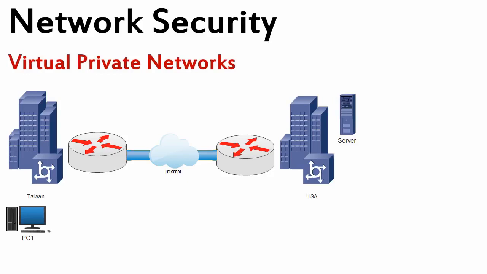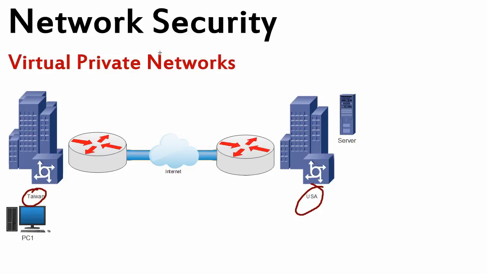As you can see on the screen, we have two sites, one in the United States, one in Taiwan. What we want to do, we want to send a message from PC1 to a server that is in the USA. The problem is that this is the internet. We know the internet is not secure. What do we mean by that? Well, we will go through 50 or 60 ISPs, internet service providers. Anyone can, in theory, look at your message. And that's not what you want.